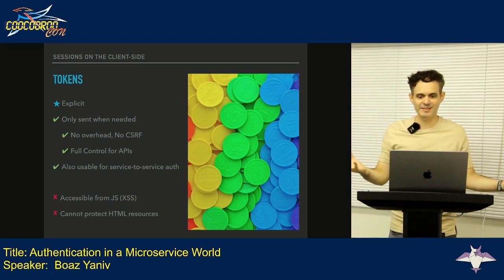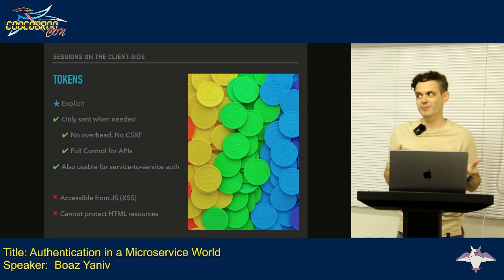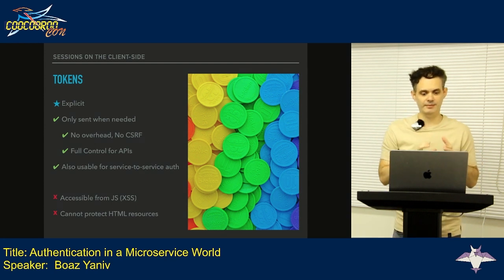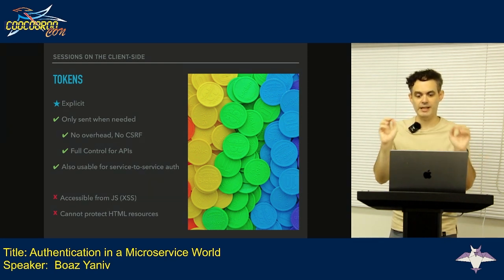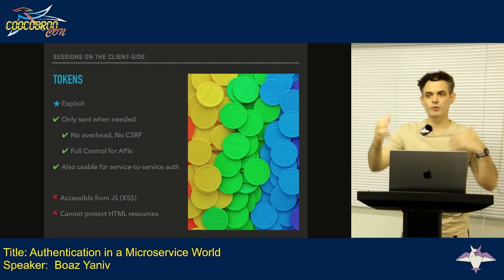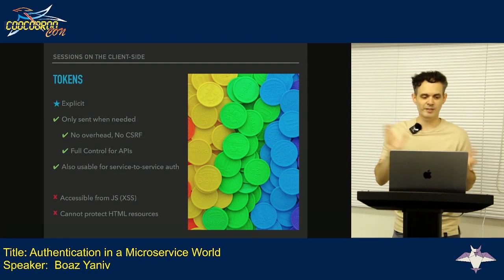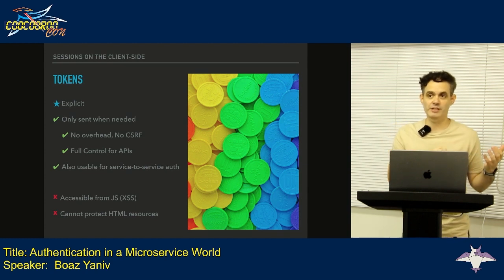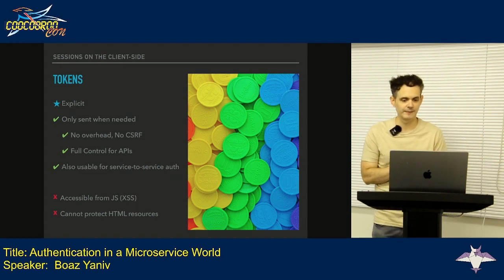And tokens, they became popular with APIs, so they are the other option, right? You explicitly send that session string in a header. And this is really great for APIs because you have full control. You can switch tokens, you can send tokens that do different things, and you can choose when to authenticate and when to use anonymous APIs, for instance, which are not authenticated.